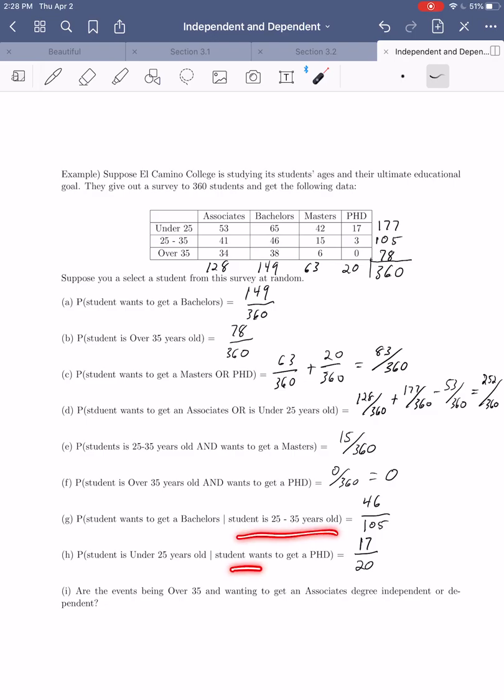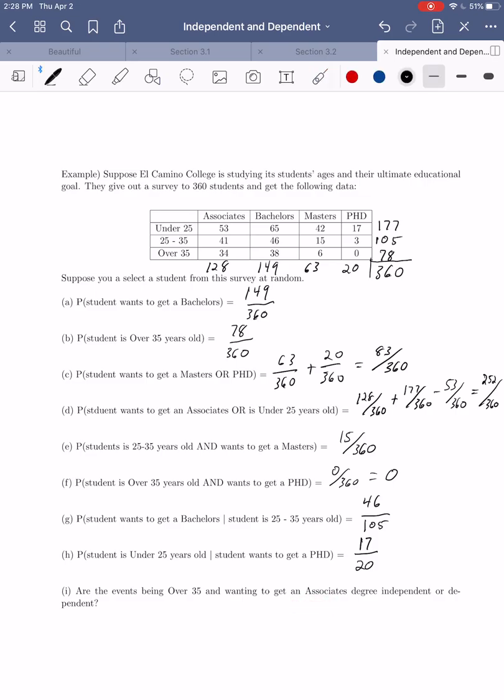But when we had extra information, those denominators changed. All right. Last thing to talk about, which is going to be the new concept, is we want to try to understand: is being over 35 and wanting to get an associate's degree independent or dependent? Now, we can't answer this intuitively. We can't say it's independent because it's like a dice or a coin, and we can't say it's dependent because it's like choosing multiple people out of a room, because we're only taking one person. So we need to actually study this from the perspective of the definition.